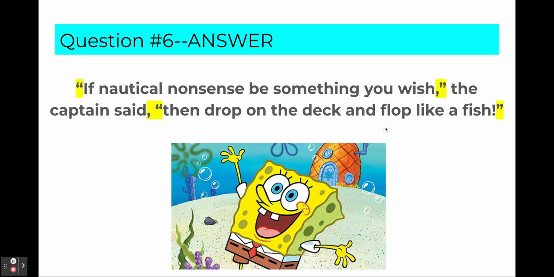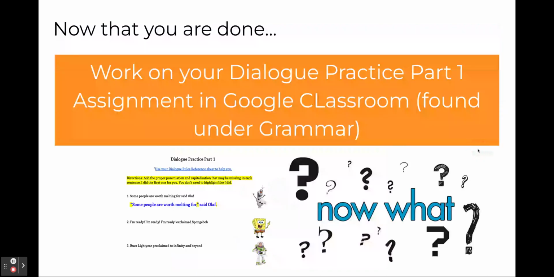So this one is kind of the weird one where one sentence is being said, but it's being interrupted with a speaker tag. So you would have the quotation mark around "If nautical nonsense be something you wish," comma. "The captain said," comma again, because you're interrupting one sentence. A lowercase t, because again, it's just one sentence that's being chopped up. And then the exclamation mark would go inside the quotation mark.